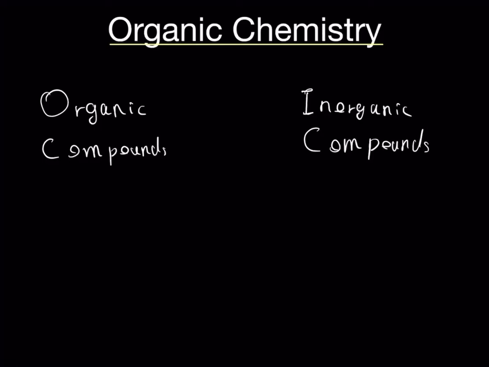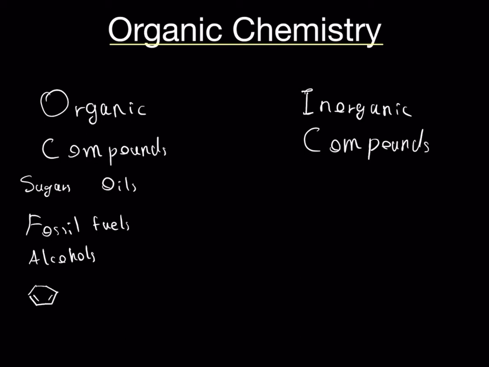In this video, we're going to talk about organic chemistry. So first of all, what is organic chemistry? Organic chemistry is the study of organic compounds. Now, the question becomes, what are organic compounds? Organic compounds are going to be things like sugars, oils, fossil fuels, alcohols. You could even say benzene. But the main point is that they are carbon compounds.